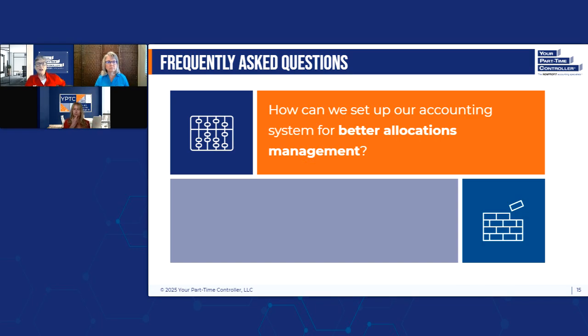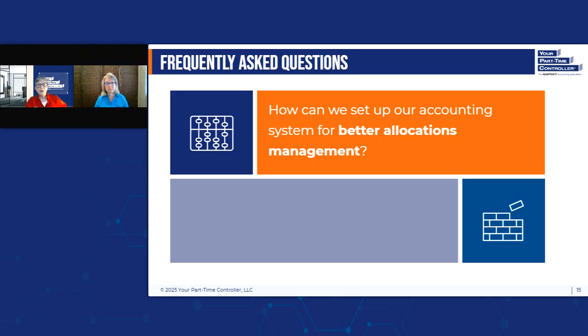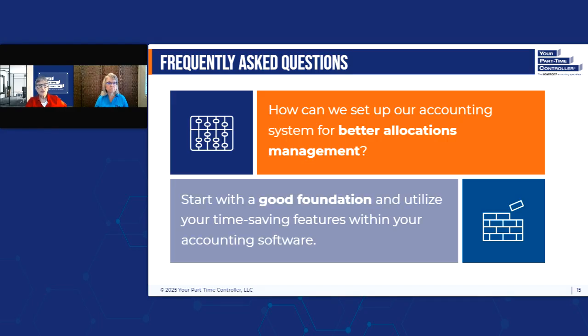Okay, so now you might be asking the question, how can we set up our accounting system to make allocations better and easier? It all starts with the chart of accounts. Start with a good foundation and use the time-saving features in your software. And those might be factors in deciding what software you do use. Just as a note, we did a program on nonprofit accounting system design. There's a webinar from last November that's on our website if you want more information about this, but we'll show some examples next.